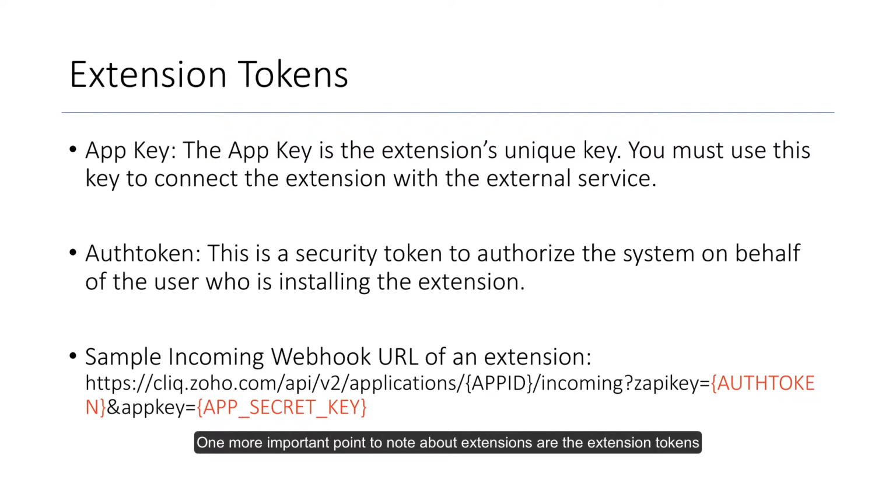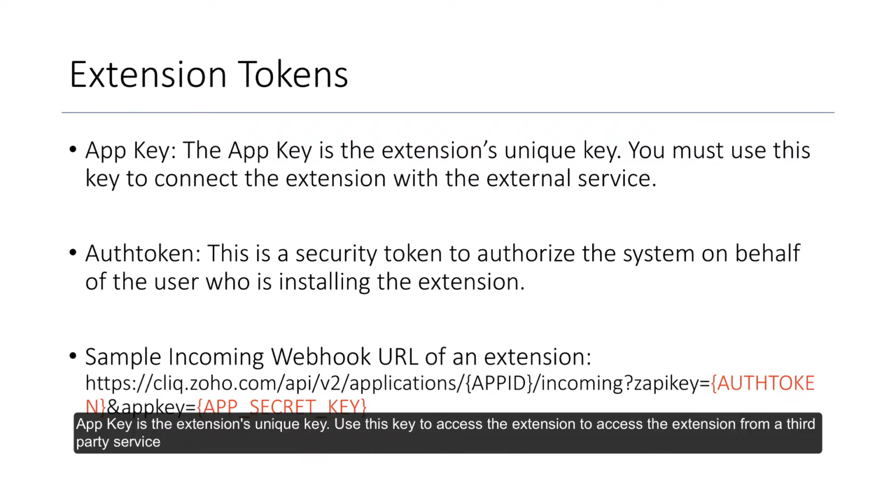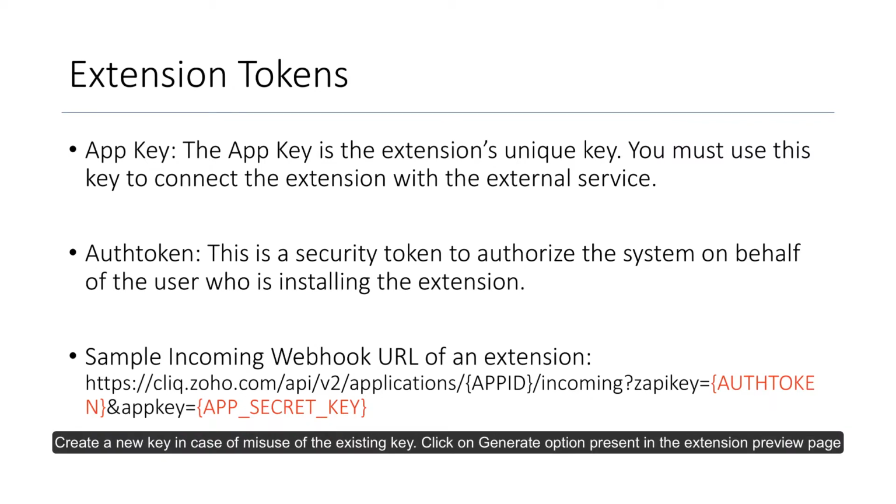One more important point to note about the extensions are the tokens we deal with as developers. The app key is the extension's unique key. Use this key to access the extension from a third-party service. You can create a new key in case of misuse of your existing key. Click on the generate option you find in the extension's preview page. The auth token is a security token to authorize the system on behalf of a particular user. The installation handler provides you with the token for the user who installs the app.